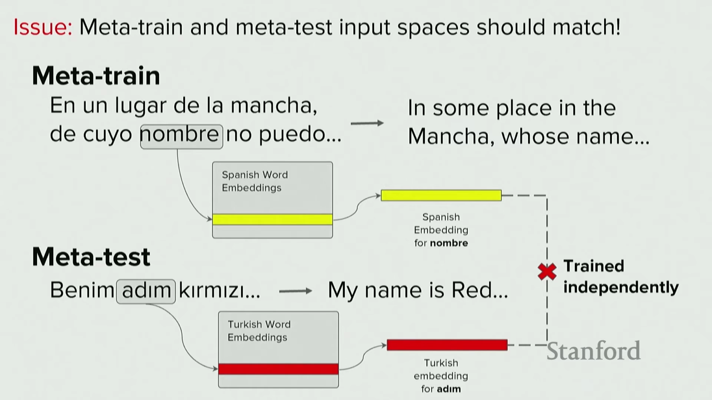That is to say, if we have a sentence in Spanish, and we want to take the word nombre and look up its Spanish word embedding, that embedding is going to be trained on some monolingual corpora in Spanish. If we look it up, we'll get some embedding for nombre. But then if we do the same thing in another sentence in a low resource language like Turkish, we look up adim, right? That means name roughly in Turkish. When we look it up, we're going to get another embedding, and there's going to be no correspondence between those two different word embeddings, right? And so we want the embeddings in the meta-train languages and the embeddings in the meta-test languages to be in the same space so that we can really get the most out of meta-training.